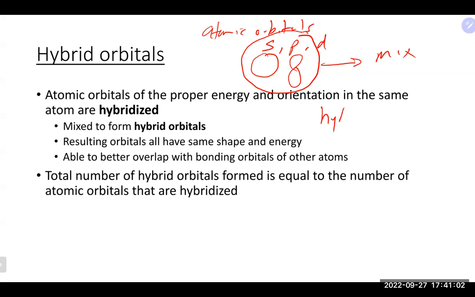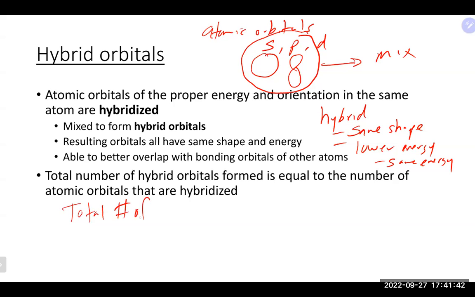The hybrid orbitals will have the same shape. They will also end up being at a little bit lower energy, and the same energy as the other hybrid orbitals. And all these things benefit the idea of these orbitals coming together a little bit better, a little bit stronger in terms of their bonding, as a result of the same shape and same energy. So again, it's like putting two things that are identical together versus two things that are a little bit different.